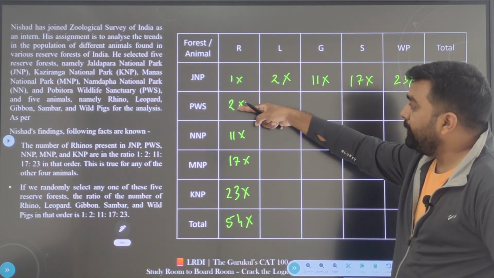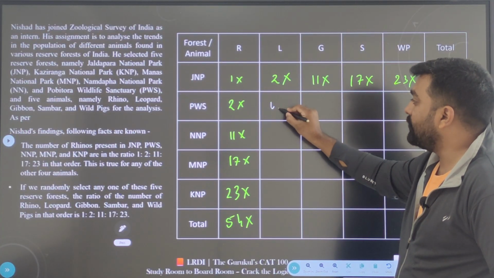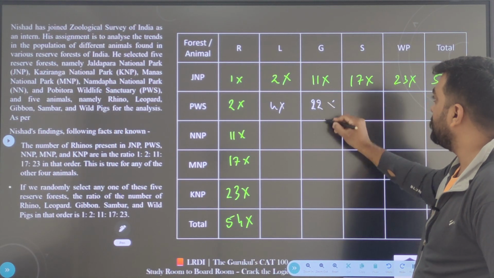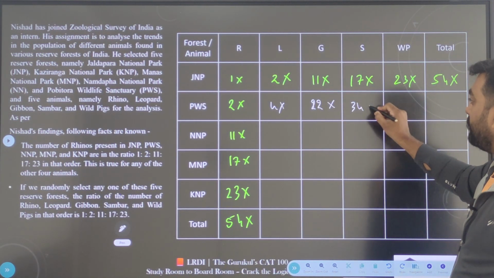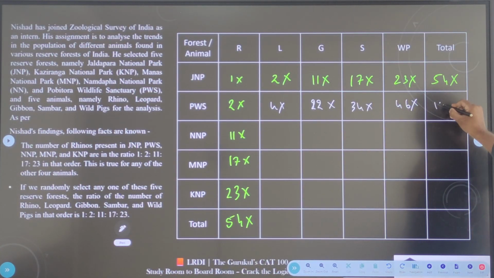Now instead of 1, it became 2, so I am multiplying with 2. So this should also be multiplied with 2. This will become 4x. This should be multiplied with 2, so it becomes 22x. This will become 34x. This becomes 46x. And the total becomes 108x.